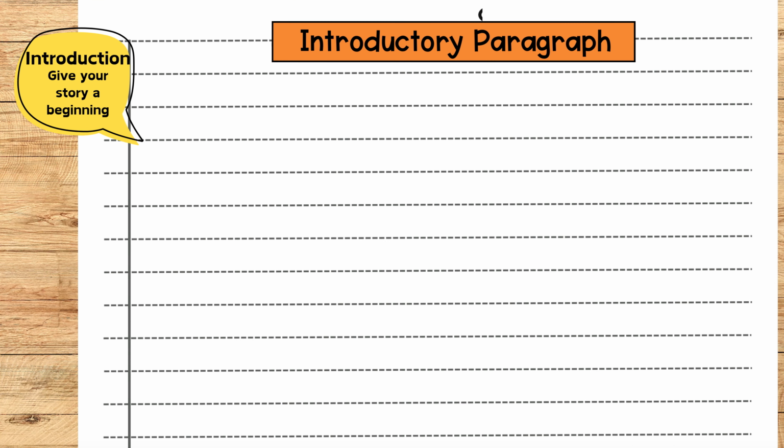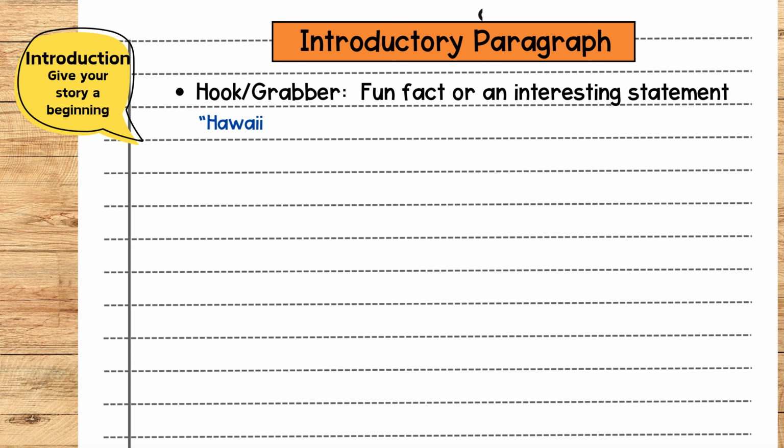This is the first paragraph of your story, the introductory paragraph. The introduction is the beginning of your story. It's where you grab your reader's attention, share a little about what your story is about, and make them want to keep reading. First, it should include a hook, which is a sentence that grabs the reader's attention. It could be a fun fact or an interesting statement.